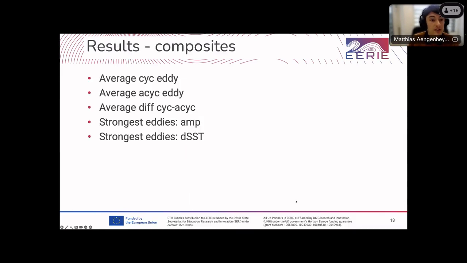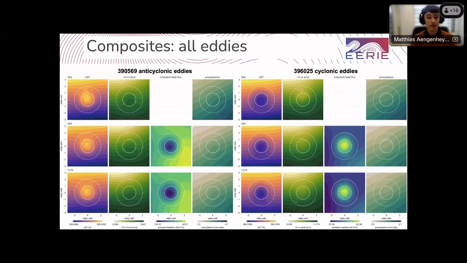Yeah. So let me just show you how this looks. So these are overall the cyclonic eddies on the left and the anticyclonic eddies on the right. And let me just walk you through this plot because there are a lot of panels. From left to right, we have the different variables that we look at. That's SST, 10-meter wind speed, turbulent heat flux, and precipitation. And all of these fields are daily means. So they're composites of daily means and then averaged over all these 390,000 eddies. And from top to bottom, we have observations on the top, and then the low resolution and high resolution simulations.